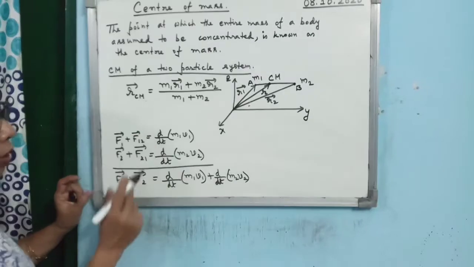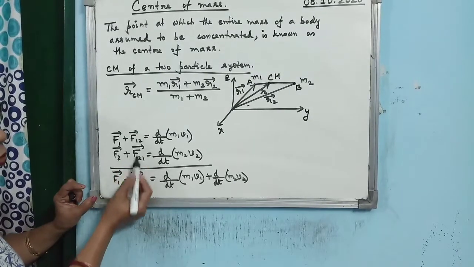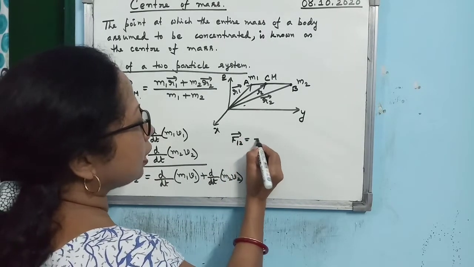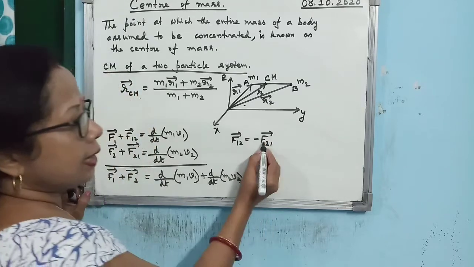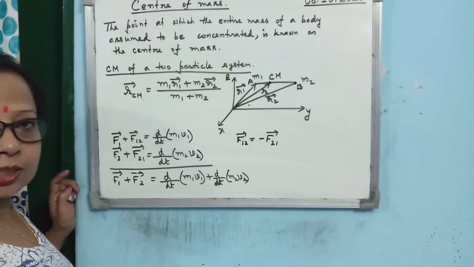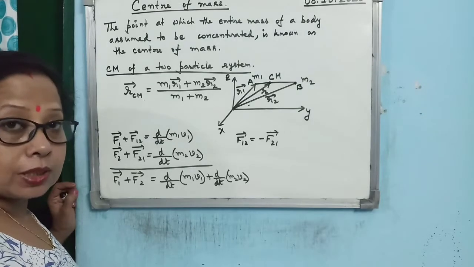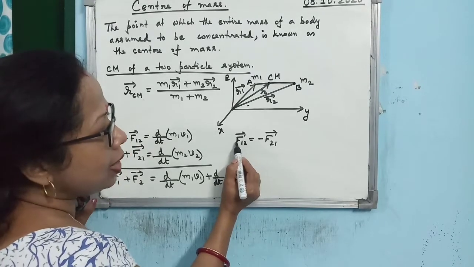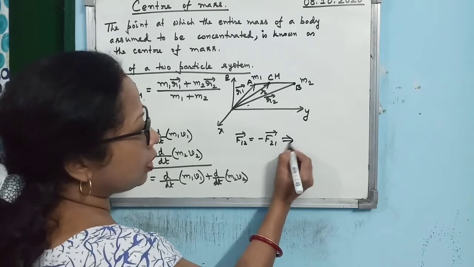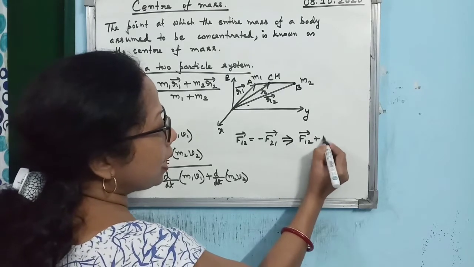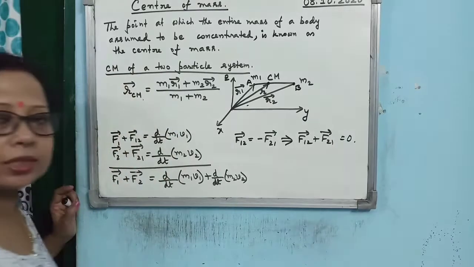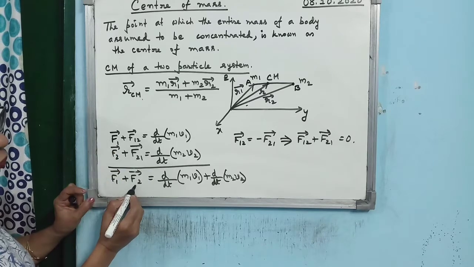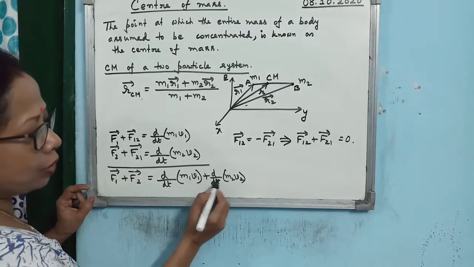Now if you add these two equations, then you see F12 and F21 will cancel each other. Why? Because you know, according to Newton's third law of motion, action and reaction are equal in magnitude, opposite in direction. So you can write F12 equal to minus F21. So F12 plus F21 is equal to 0, because internal forces cancel each other. So what you are getting is, on the left hand side, F1 plus F2, and on the right hand side, d/dt of m1 v1 plus m2 v2.